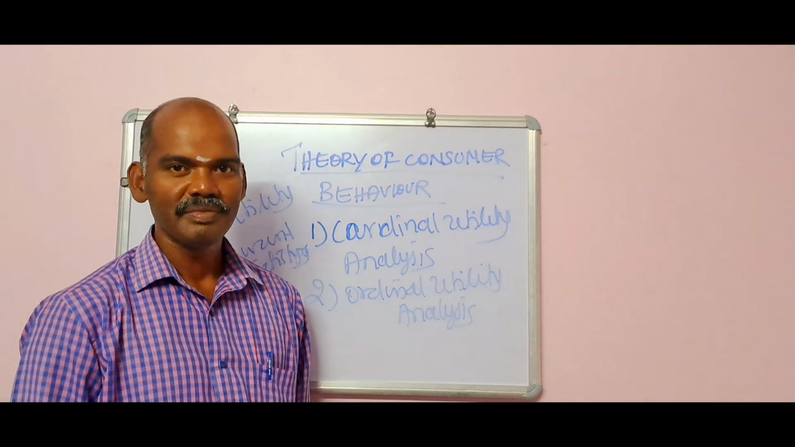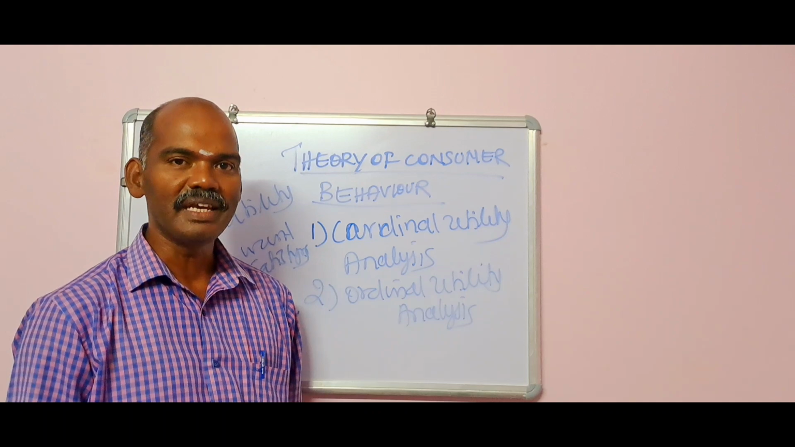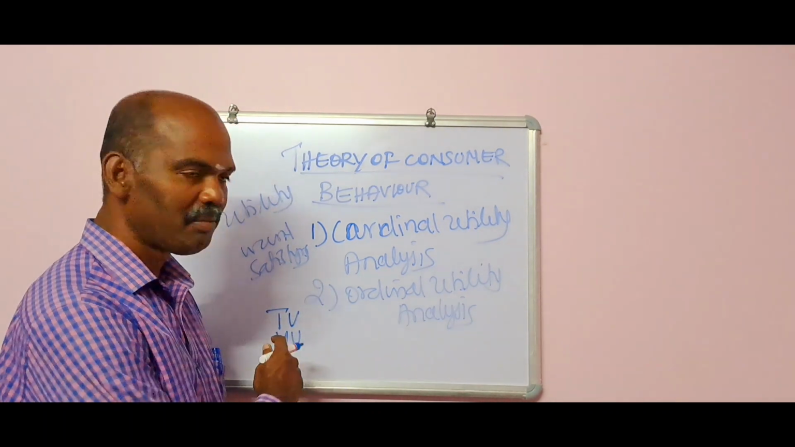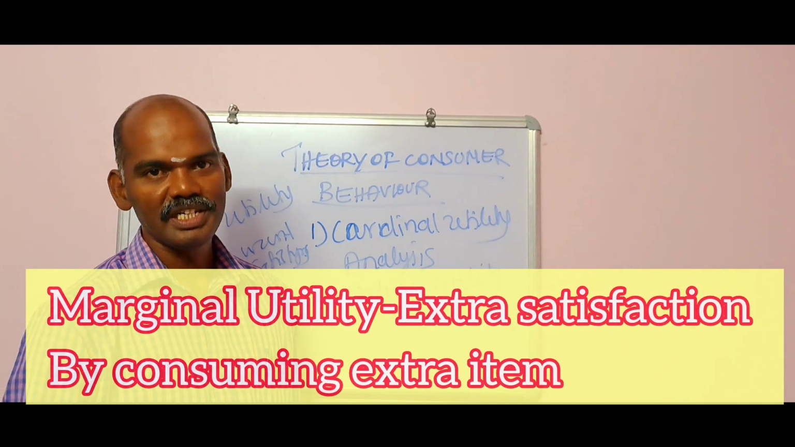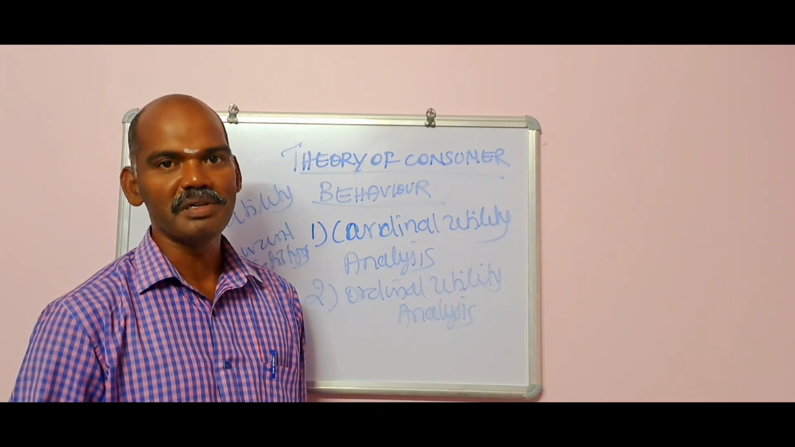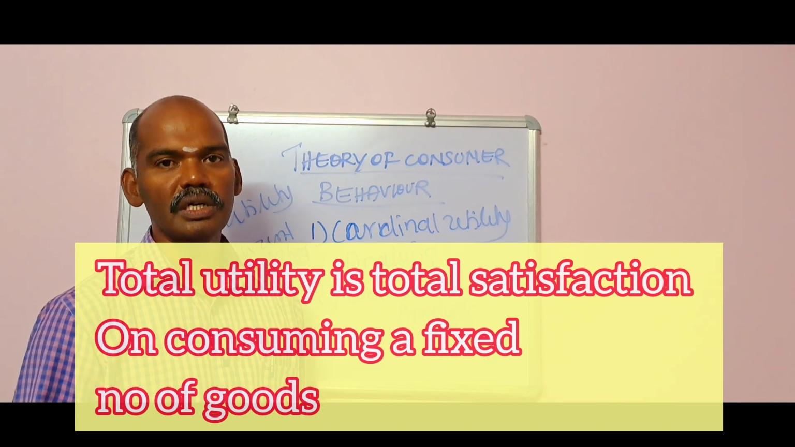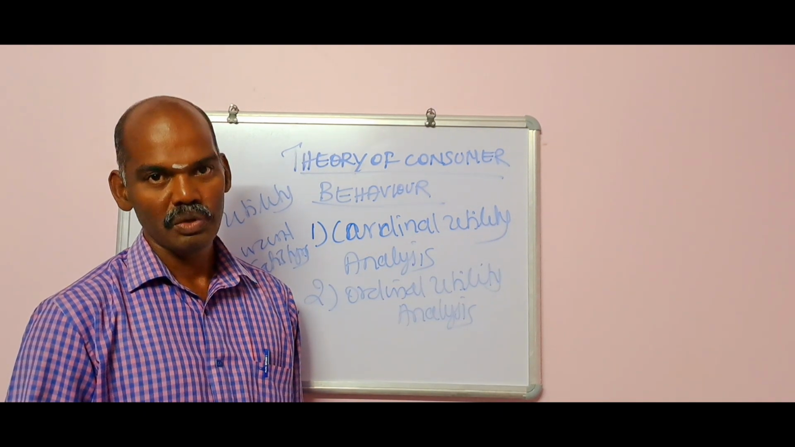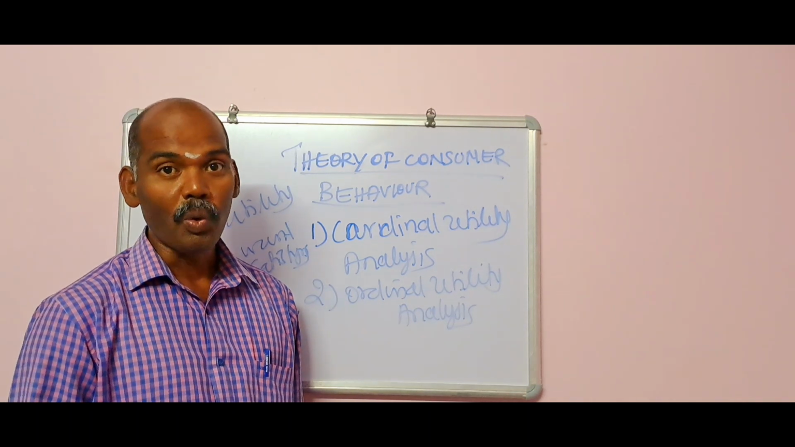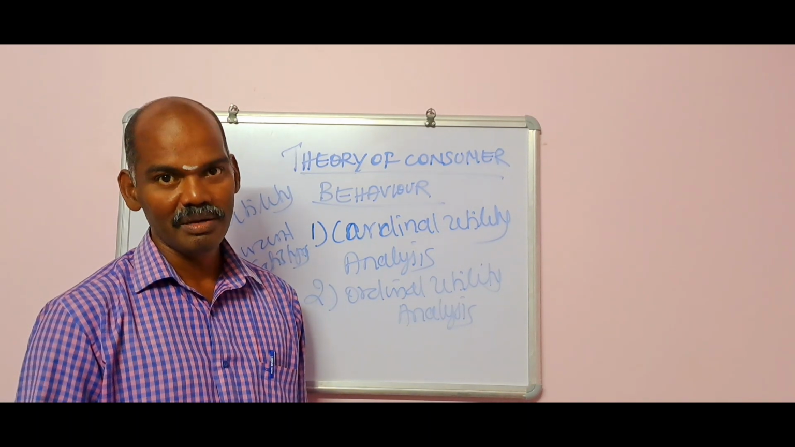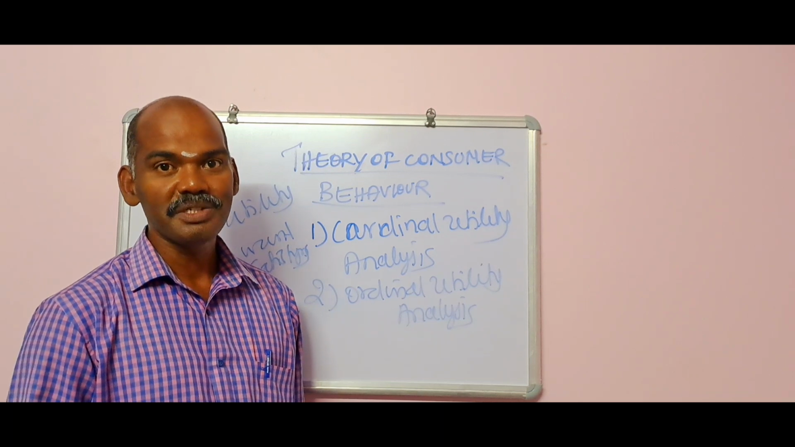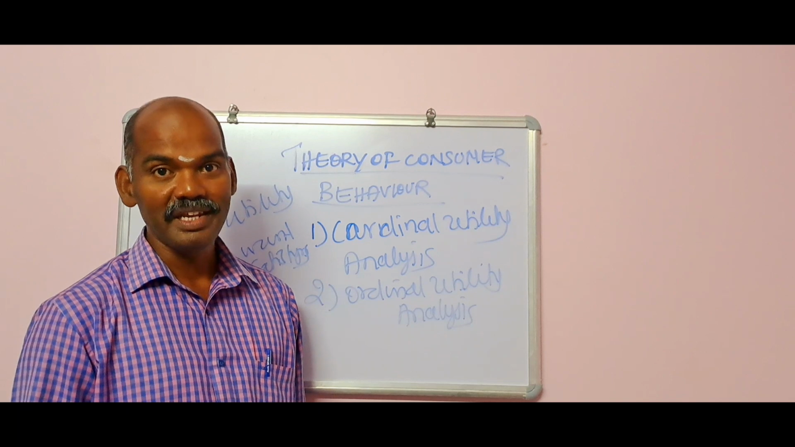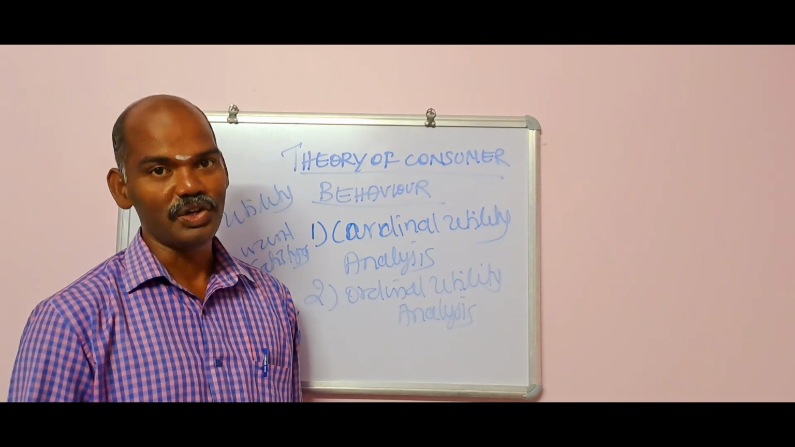At the same time, the person may have some extra utility by having one more extra item, that is called marginal utility. Total utility is the total amount of satisfaction a person has on consuming or availing a certain fixed number of goods, whereas over and above what is available, if one extra item is available, the kind of satisfaction it will give to the consumer is defined as marginal utility.